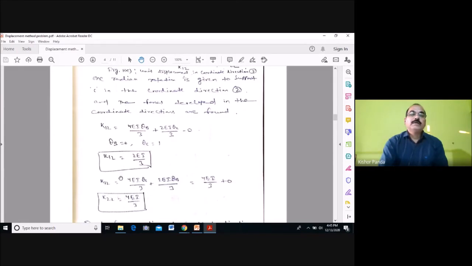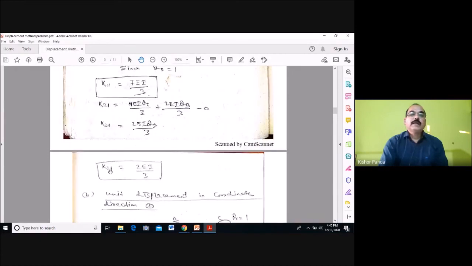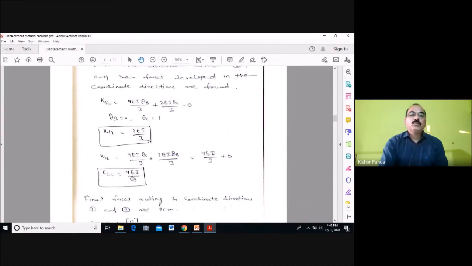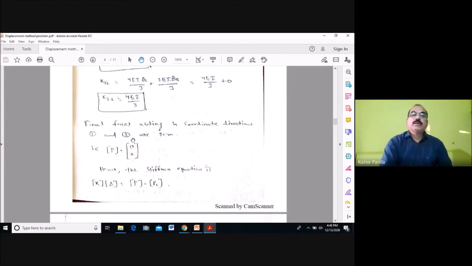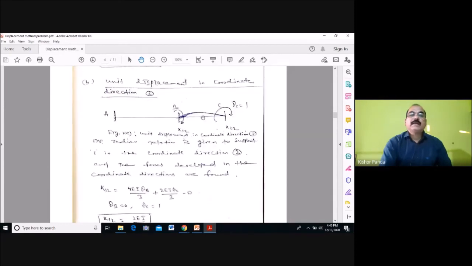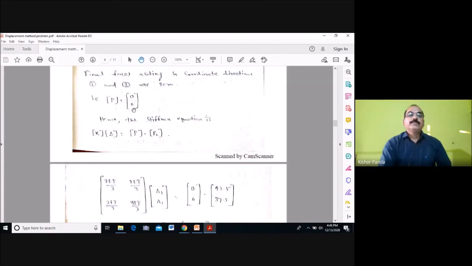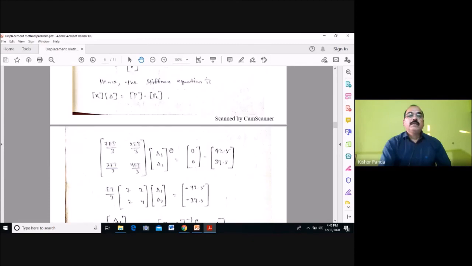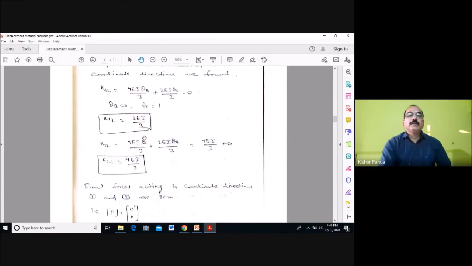So this becomes the stiffness matrix: K11, K21 and K12, K22. The final forces acting in coordinate directions 1 and 2 are 0, because there are no external forces acting at a joint or support. So P1 is 0 and P2 is 0. The stiffness equation is K delta equals P minus PL, where K is the stiffness matrix.